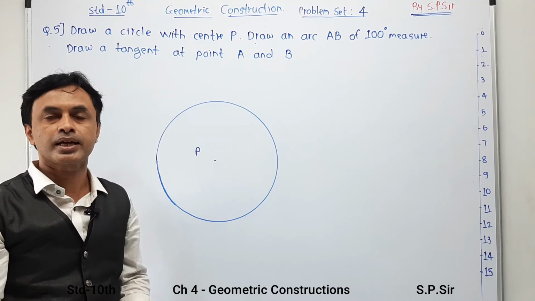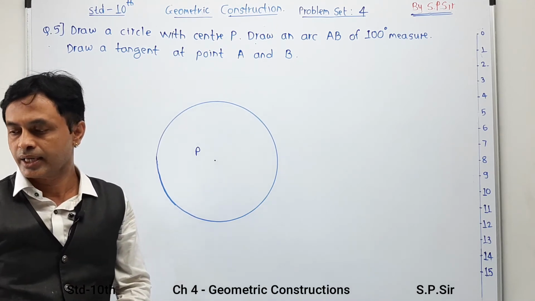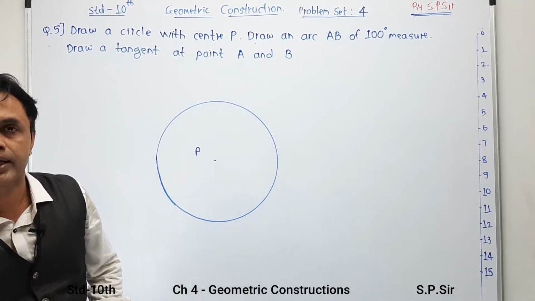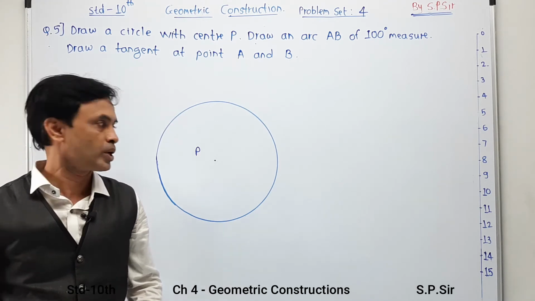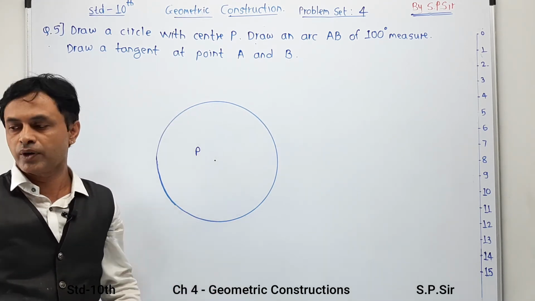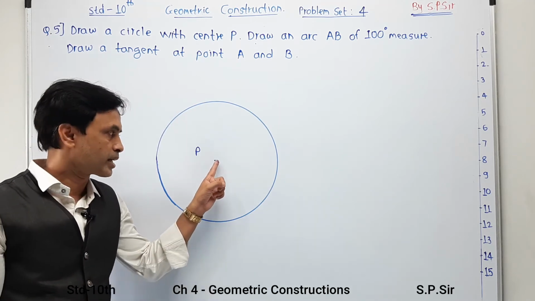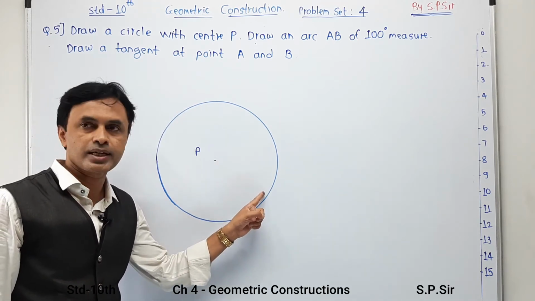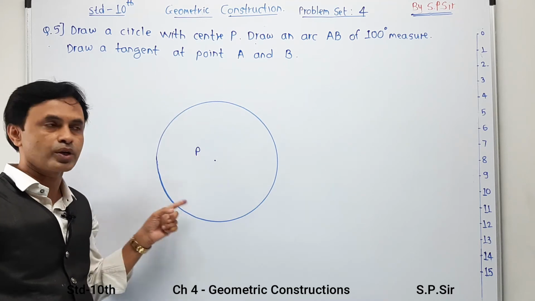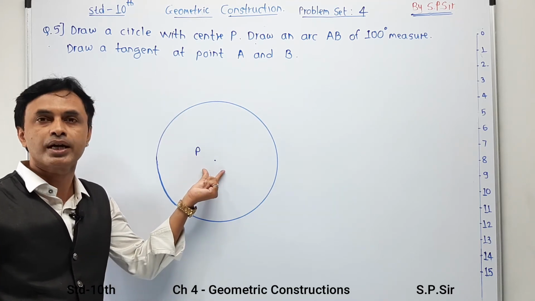Now the main part is the measure of 100 degree. The measure of 100 degree is somehow a challenging part for you, and how to draw a measure of 100 degree will be a challenging part. In this case, try to make lines such that one line is over here, the second line is over here, and this central angle must be 100 degree.